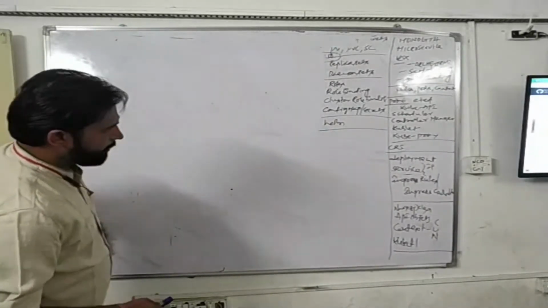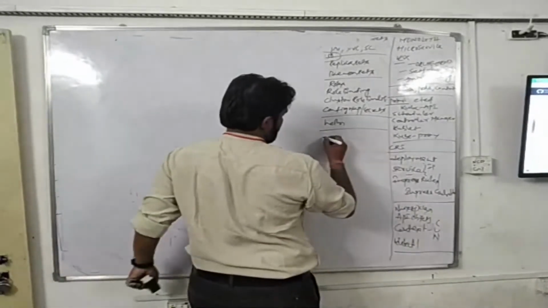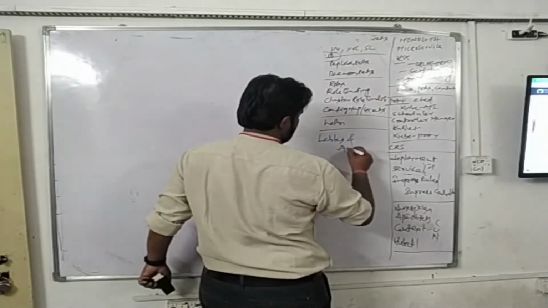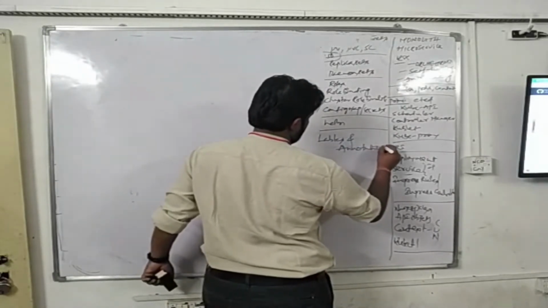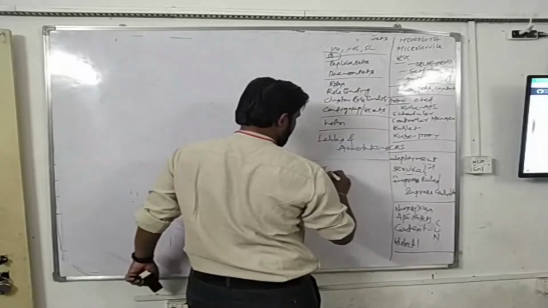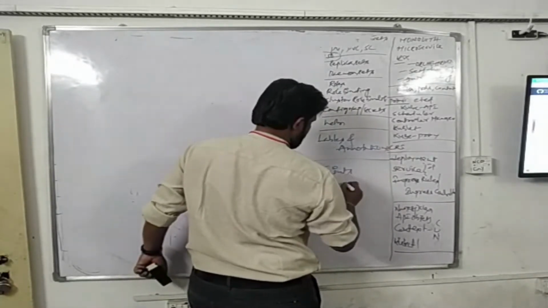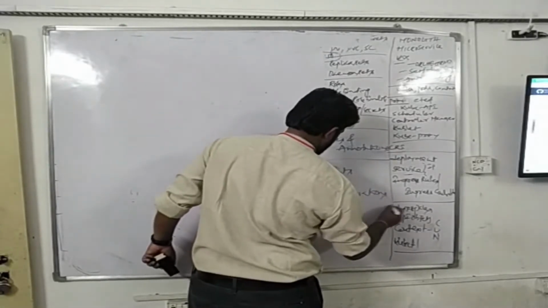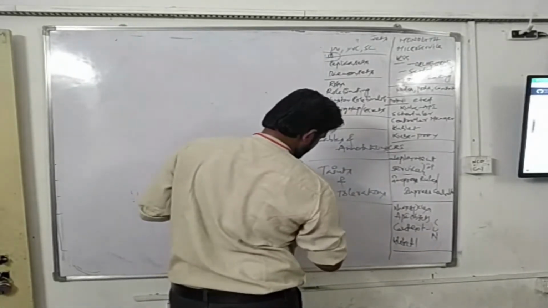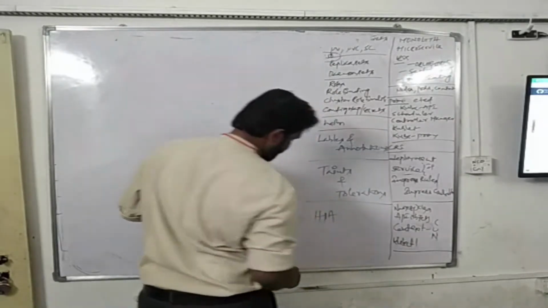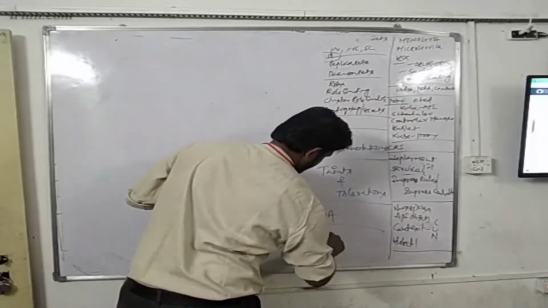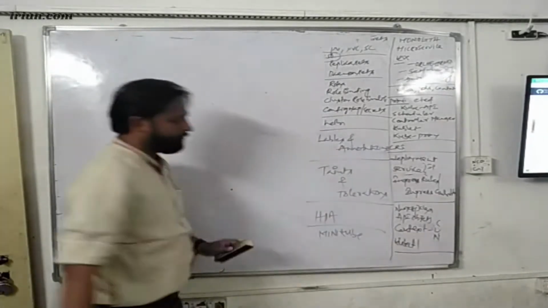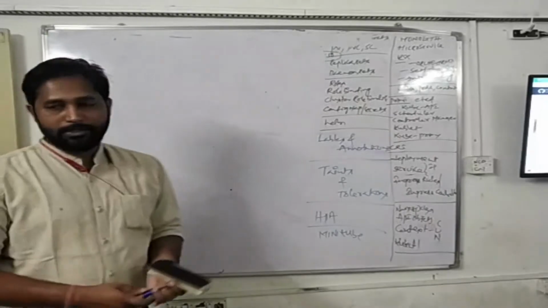Now let's look at some other things here. Labels and annotations. Taints and tolerations. And there are a couple of other words: Horizontal pod autoscaler. Then there is Minikube. These are some of the concepts you should know.